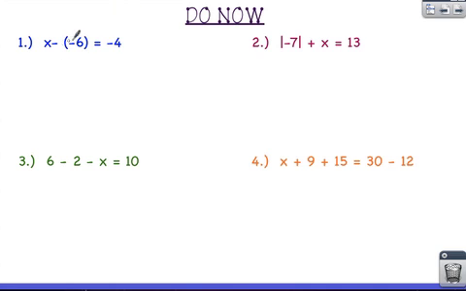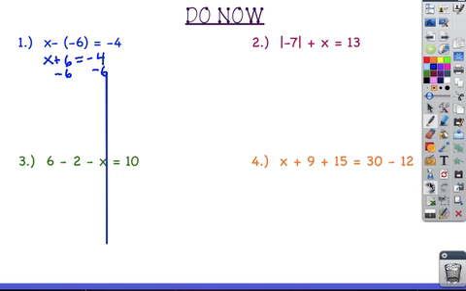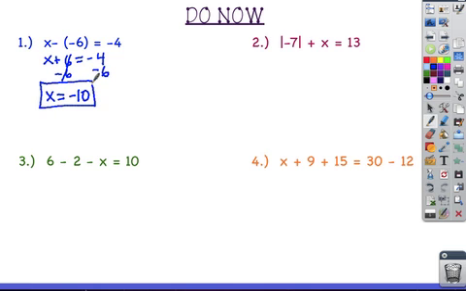Number 1, we have a minus next to a negative, which gives us x plus 6, which is equal to negative 4. And we take the inverse of adding 6, which would be subtracting 6 from both sides of the equal sign. The positive 6 and negative 6 cancel out, which leaves us with x on the left side, and negative 4 minus 6 is the same sign, so we add and keep the negative sign. So x equals negative 10.